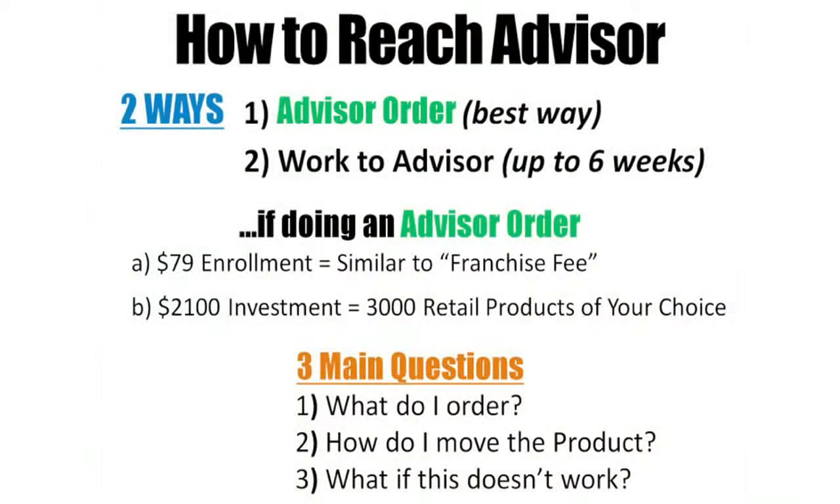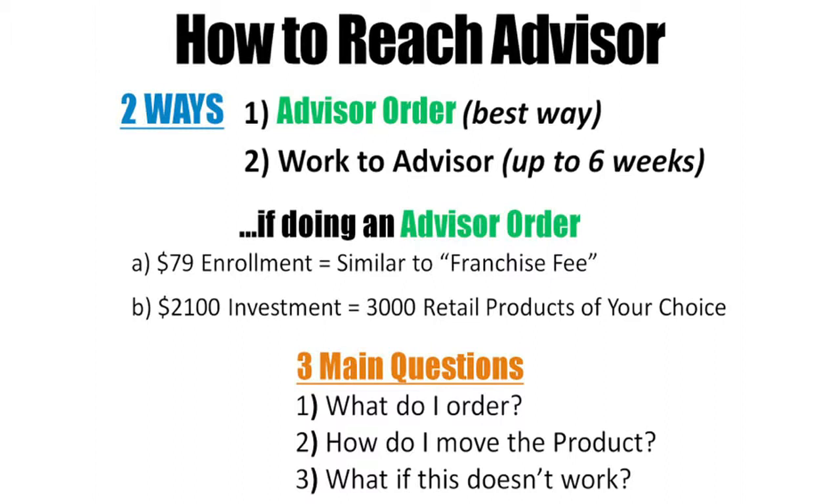Now, let me talk to you about how to reach Advisor. There are two strategies here. The first way is to do what's called an Advisor order. That's the best way. I'll show you that in a second. The second way, as mentioned earlier, is to work your way to the Advisor level, and you have up to 6 weeks or 3 consecutive pay periods to do that.